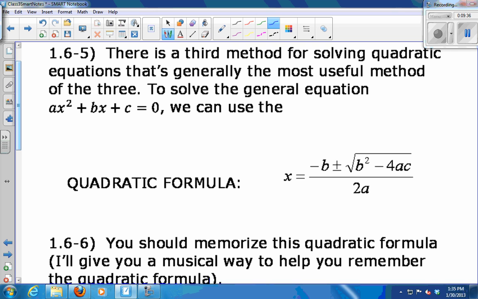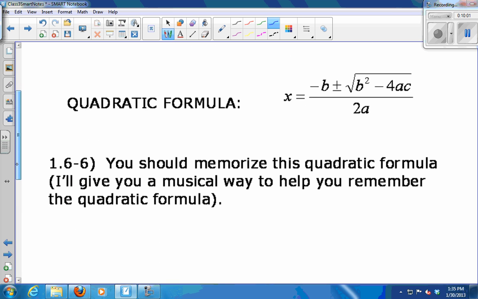There's a third method for solving quadratic equations. It's generally the most useful because you can use it anytime, even if the quadratic doesn't factor. And it is called the quadratic formula. So if you can put the equation into the form ax squared plus bx plus c, A is the coefficient on x squared, B is the coefficient on x, and C is the constant. Then the quadratic formula says you can calculate x by using this formula. X equals negative b plus or minus the square root of b squared minus 4ac all over 2a.